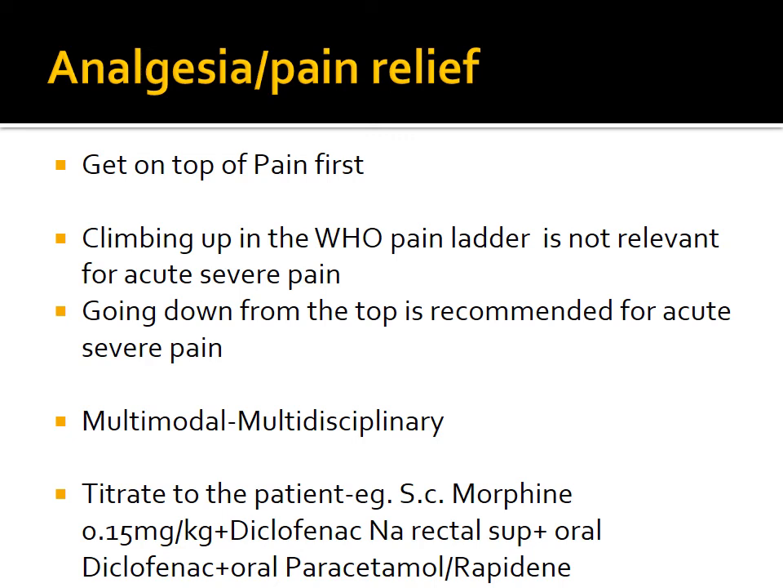So if the patient is in severe pain, you can give a subcutaneous morphine dose, let's say 0.15 milligrams per kilogram. Then give diclofenac sodium as an oral tablet or rectal suppository, and start the patient on paracetamol, or you can give 2 tablets of Rapidine, which is a combination of paracetamol and codeine. And Panadine is another trade name of combined tablets for paracetamol and codeine.